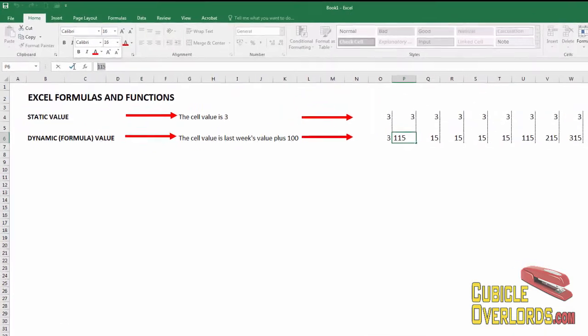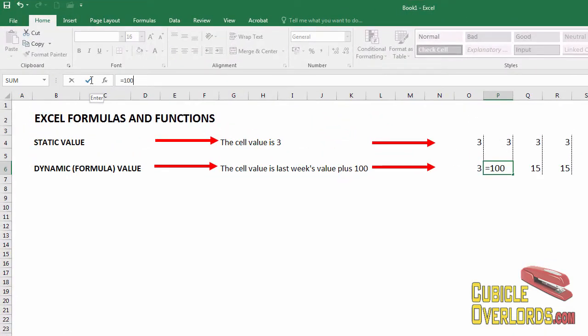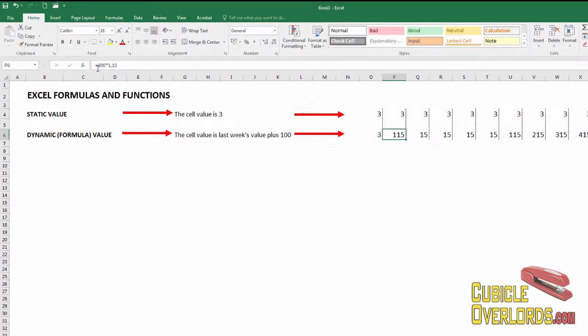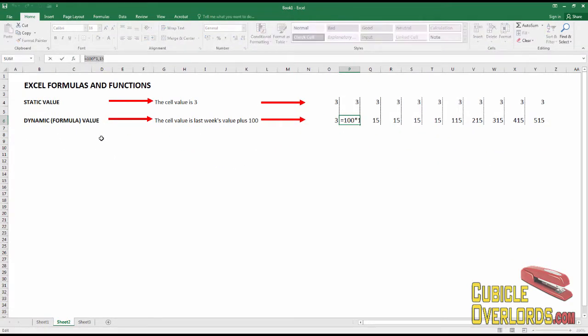Whereas if I do something like this, equals 100 times 1.15, which indicates that I'm increasing the cost by 15%, at least then I'll know when I look at it in the future and I step into this cell, I'll say, oh okay, this was a value of 100, which is that week's cost, multiplied by 15% because there was a 15% increase, and now I know how I got to this number.